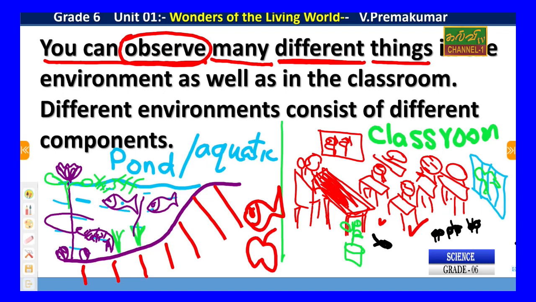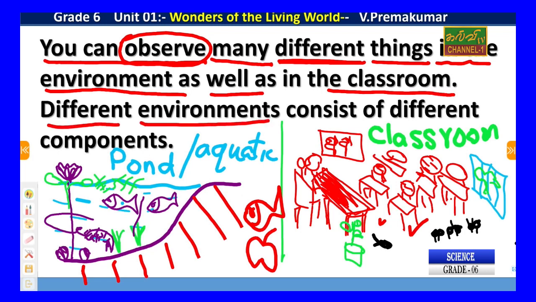You can observe many different things in the environment around us, as well as in the classroom. Different environments means pond environment, classroom environment, beach environment, your school environment, home garden environment. Those are different environments. Different environments consist of different components. An aquatic or pond environment contains more water. But your classroom environment does not contain more water; it has soil and land. So different environments contain different components.